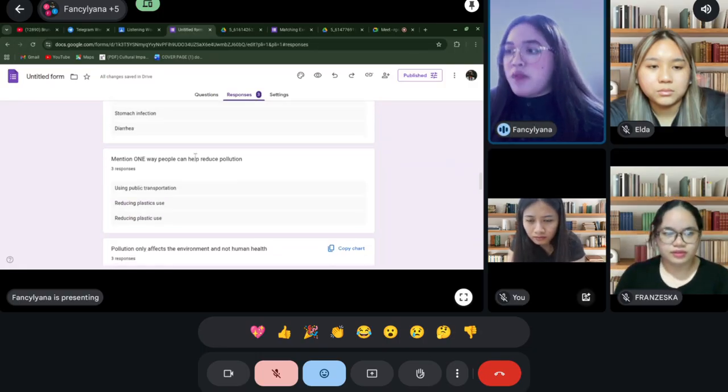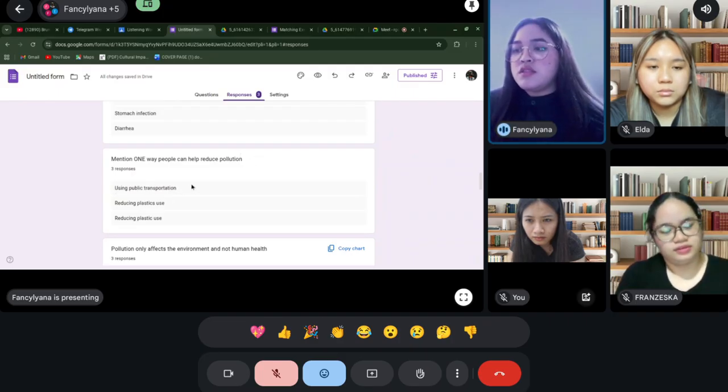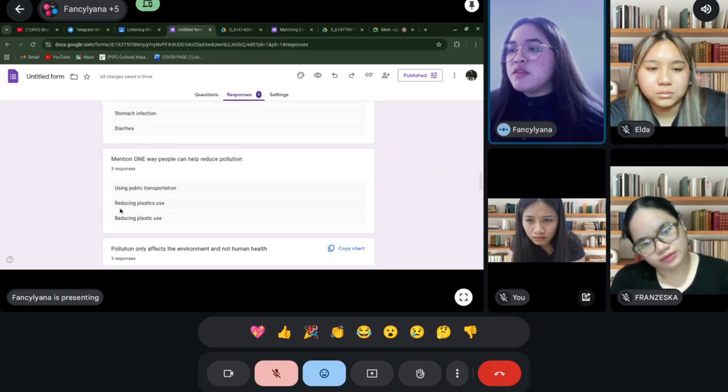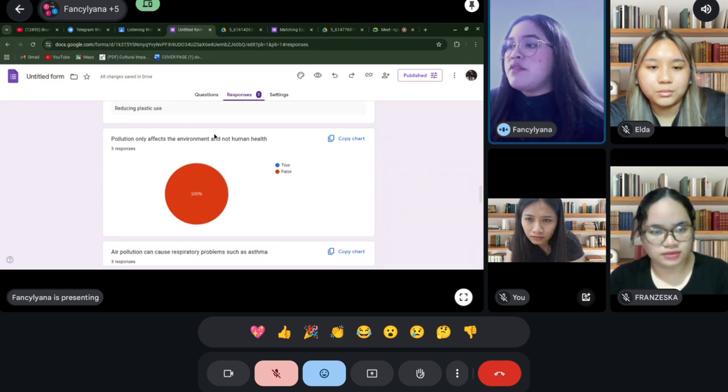Mention one way people can help reduce pollution. First one is using public transportation. Correct. Reducing plastic use. Also correct. Okay, true or false: pollution only affects the environment and not humans. All of you answer false.